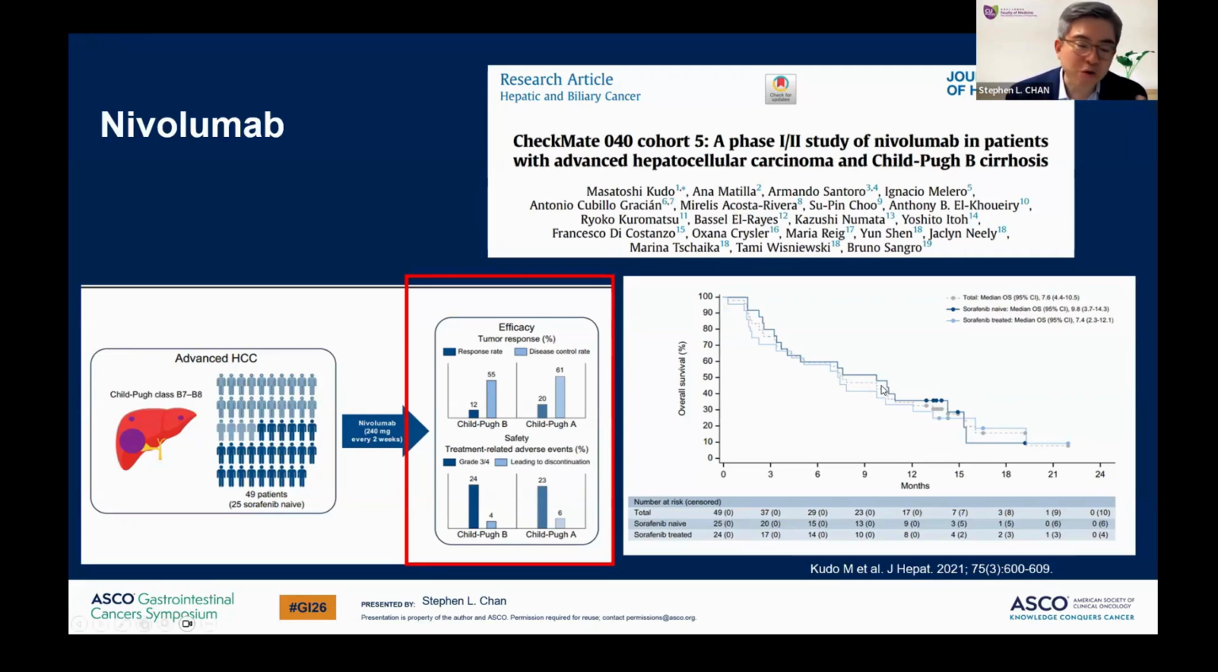And when you look at the overall survival, unfortunately, when you compare to Child-Pugh A as a cross-cohort comparison, it's not as good. Not surprisingly, because Child-Pugh B by itself is a poor prognosticator. The median overall survival was 7.6 months. So this is the figure, at least we know that with a single agent PD-1, what we can achieve for patients with Child-Pugh B7 or 8.